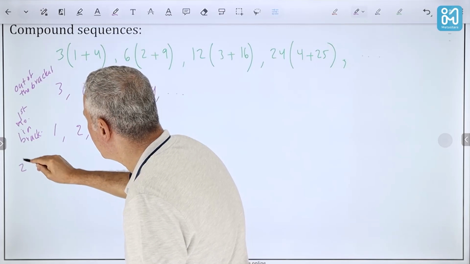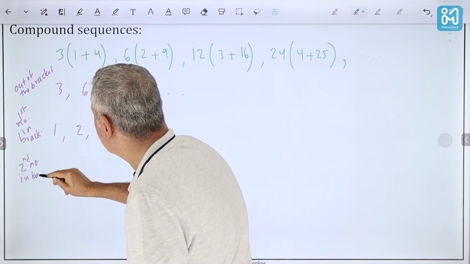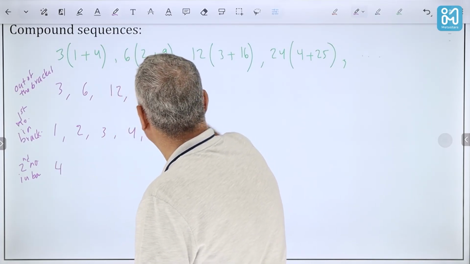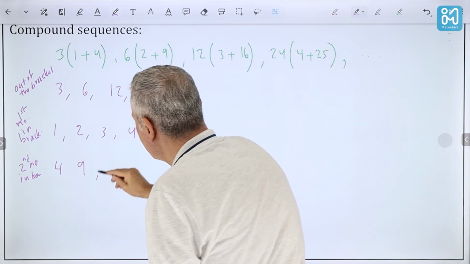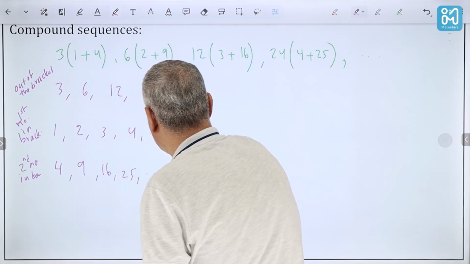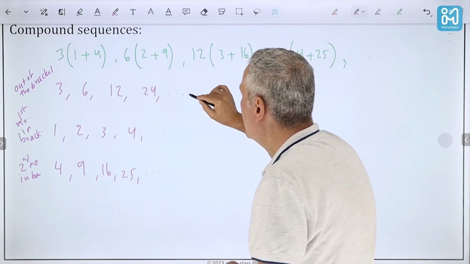Then the second number in brackets, which is 4, and then 9, and then 16, and then 25. So you have 3 sequences. Find the nth term of each one.